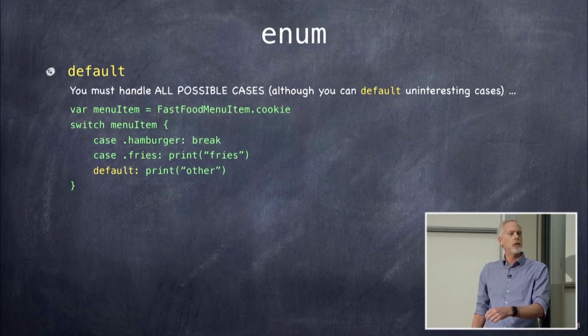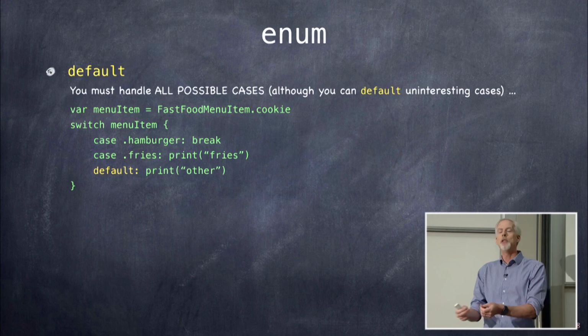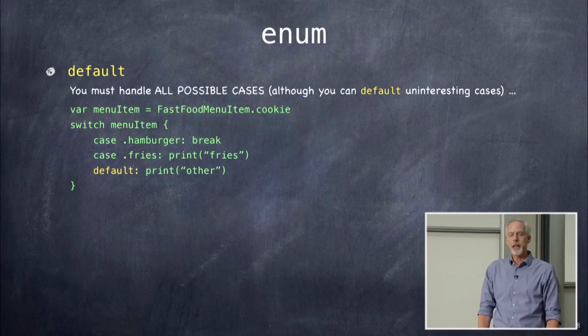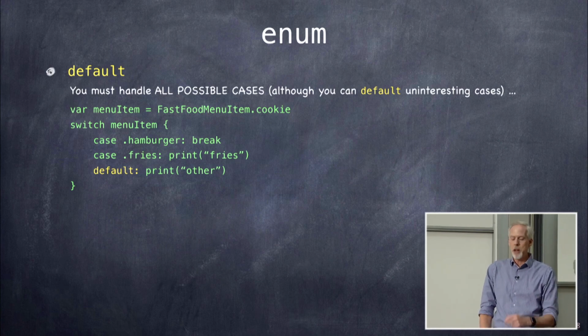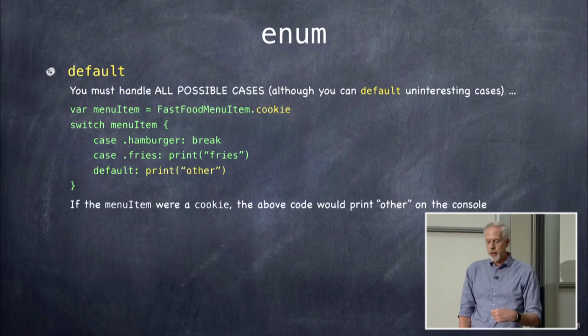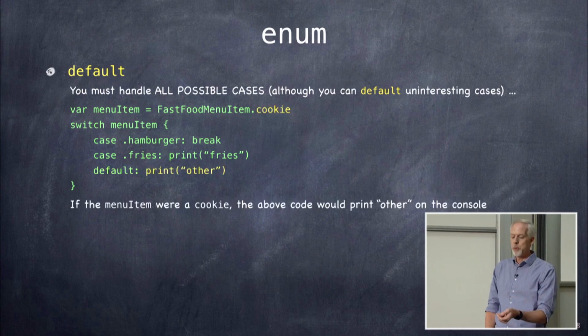You'd have to have every case in the world. So of course, you're going to use default in a string switch: case the couple of ones you want, and then you would default the rest. So default is a must. Even for enums, we use it quite a bit. All right, so that's break and default. So if this were a cookie, then it would print other.